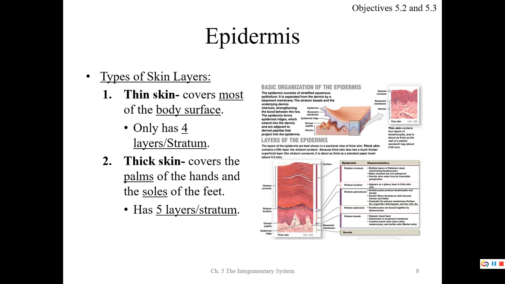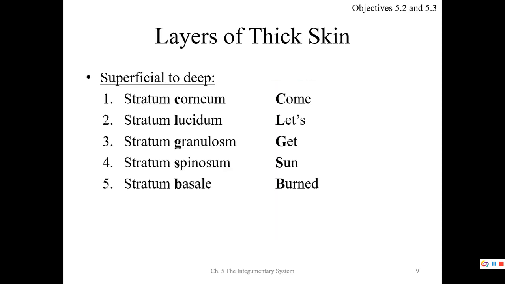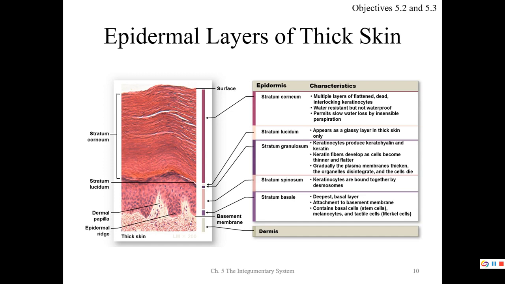Now, there are thin skin and thick skin. Thin skin only has 4 layers, 4 strata. It's most of the body surface. Thick skin has 5 strata, and it covers the palms of the hands and the soles of the feet. To remember the layers of thick skin, just remember, "let's get sunburned." Corneum, lucidum, granulosum, spinosum, and basal. Let's get sunburned. So these are the layers: corneum, lucidum, granulosum, spinosum, and basal.